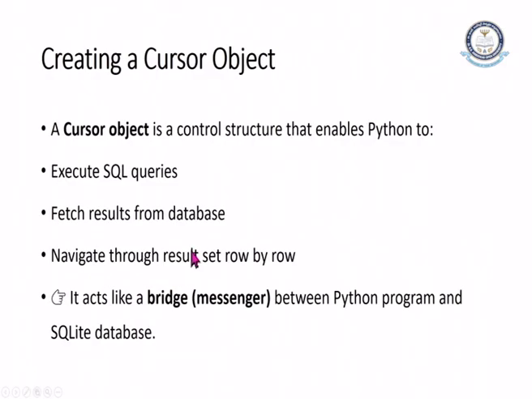Next, creating the cursor. As I covered, there are some steps we need to follow. First one is importing, second one is connection, and third one is cursor. How to create the cursor object? A cursor object is a control structure that enables Python to execute the queries, fetch the results from the database, and navigate through the results.